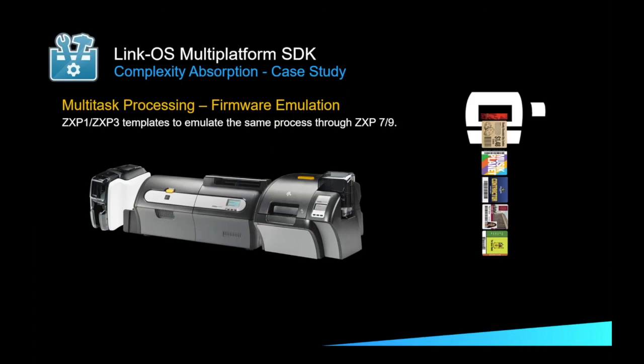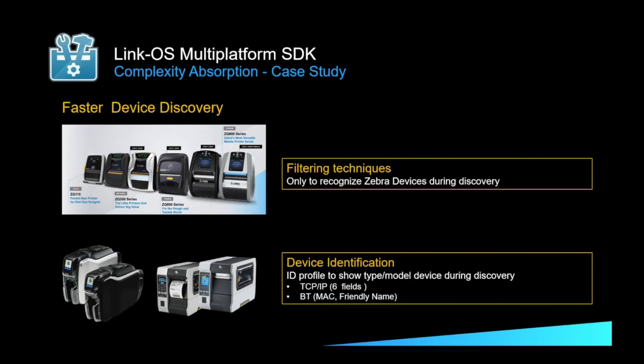Let's move to one other case. We are talking about multitask processing. Just for information, I don't want to go into detail about this, but in this particular case, we want to say how we did a very nice job simulating a firmware. We have different lines of card printers, and on this slide, I've shown the CSP9, CSP7, and the new one, the CC300 printer. In the past, we were trying to simulate or emulate different functions of one printer in another printer. Doing that through hardware is very difficult, so we were using the SDK to do that. It's basically the sample that we did through CSP1 and CSP3 to emulate the work that CSP7 and 9 was doing.